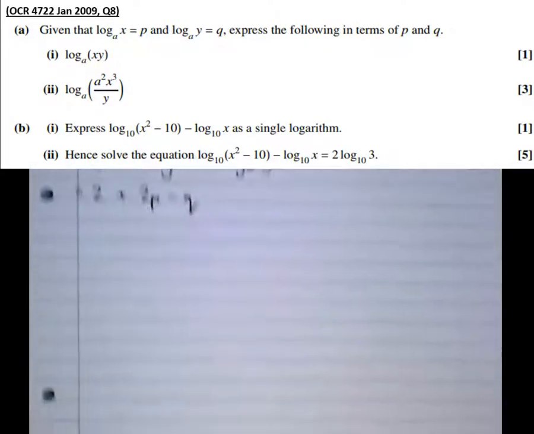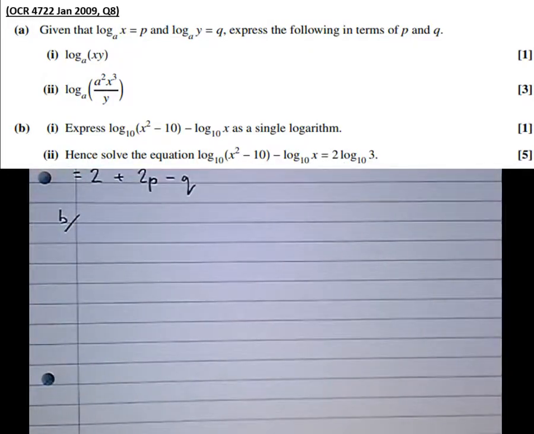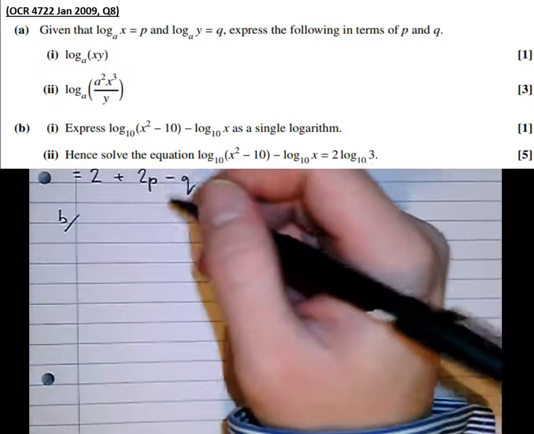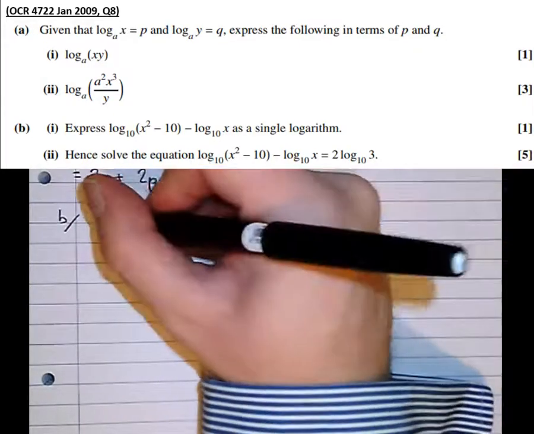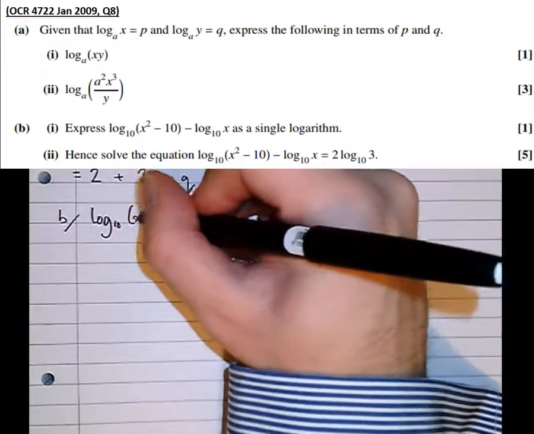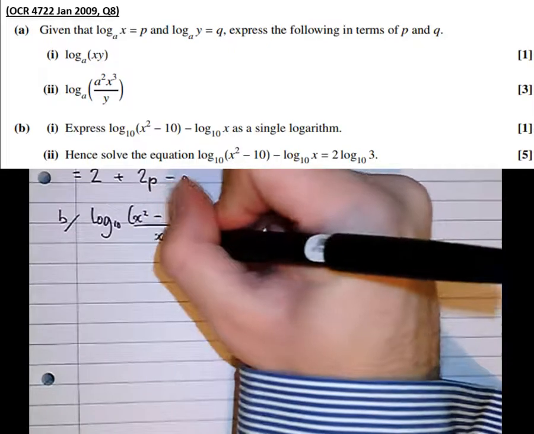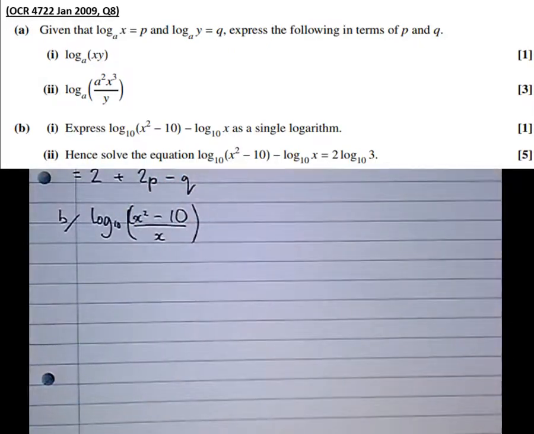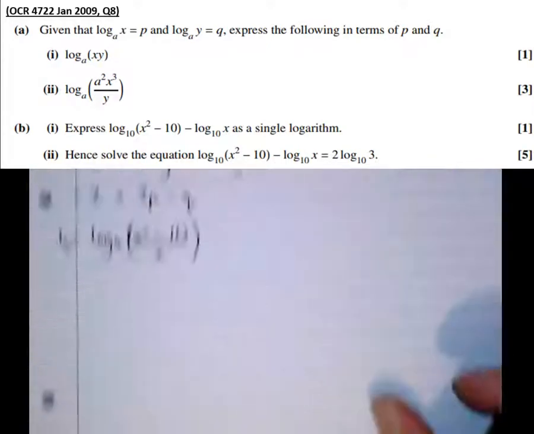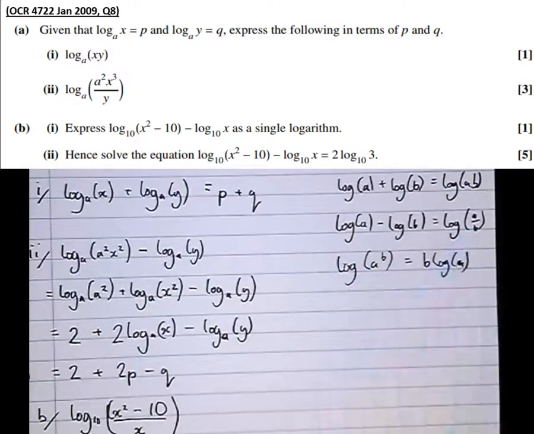Part B, solving a logarithmic equation. Express log to the base 10 of x squared minus 10, take log to the base 10 of x, as a single logarithm. Well, we're going to use the subtraction rule to combine those. So that can become log to the base 10 of x squared minus 10 over x. So we've used the subtraction rule for logarithms, which we wrote down earlier. There it is there. When we subtract 2 logarithms, we can divide their contents.